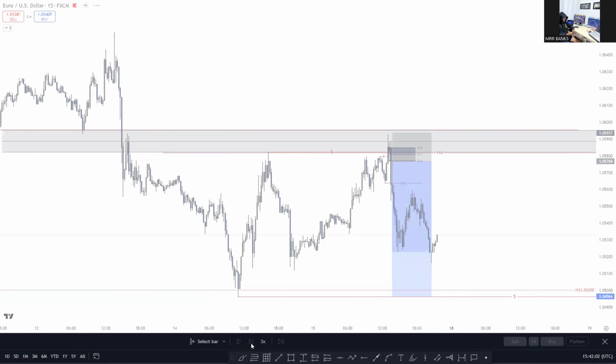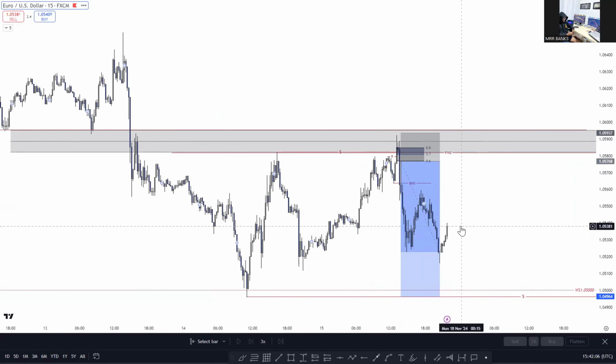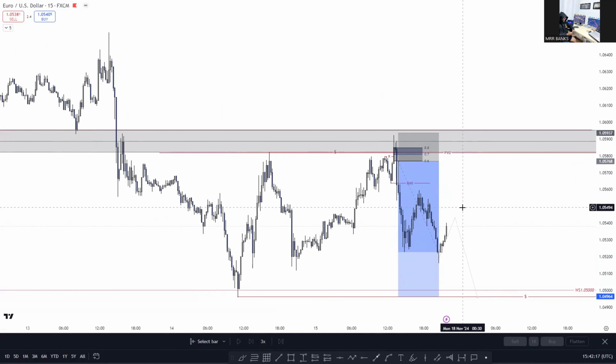Basically, market closed around here on Friday. So on Monday, we were expecting price to give us some form of small retracement. Then we come all the way down here, targeting liquidity below last Friday's low. So this was the entry I took on EUR/USD. Right now, let's dive right into the next example, which is on GBP/USD.